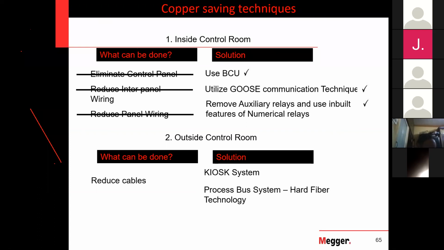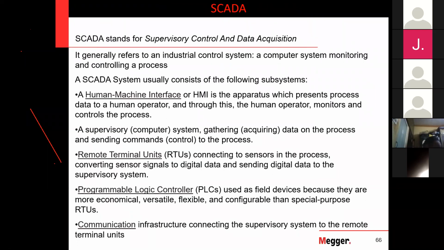Next is outside the control room. What can be done? We can reduce cables. How can we reduce cables? Let us see the architecture. What is SCADA? Supervise, control and data acquisition. This is called SCADA.